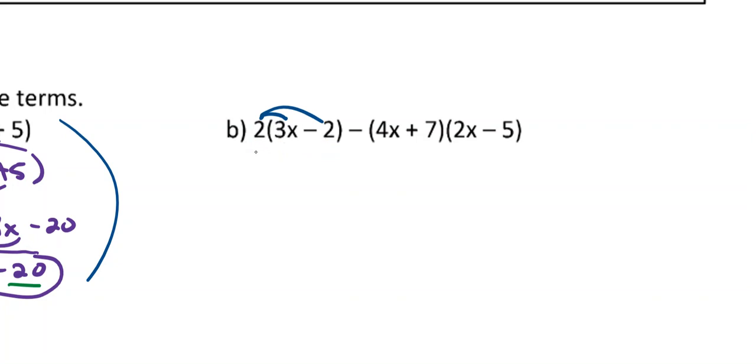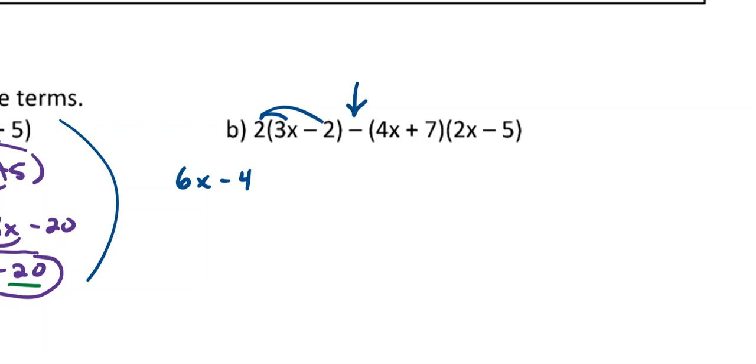So we got 2 times 3 is 6x, and then 2 times negative 2 is negative 4. So there, we did that one. Now, this minus sign is what's going to be a little tricky.